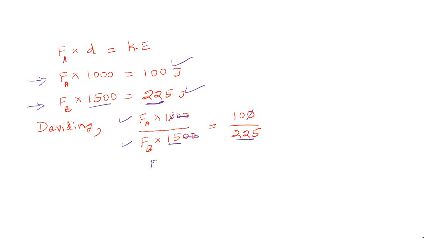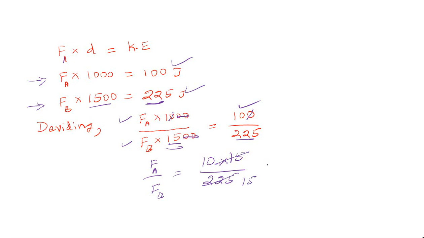Fa divided by Fb equals 10 in the numerator on the right hand side, and I transfer this 15 to the other side. It is written in the numerator, divided by 225. So 15 you cancel with 225, you get 15 squared is 225.